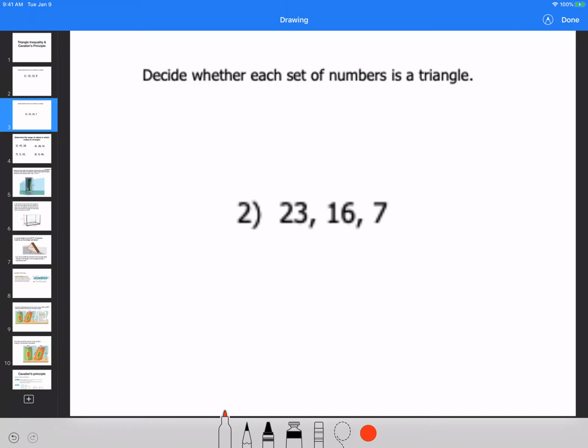Now for this one, again, if I were to ask you to do this, what would you do? Decide whether each set of numbers is a triangle. You can pause the video right now and try to do this on your own.